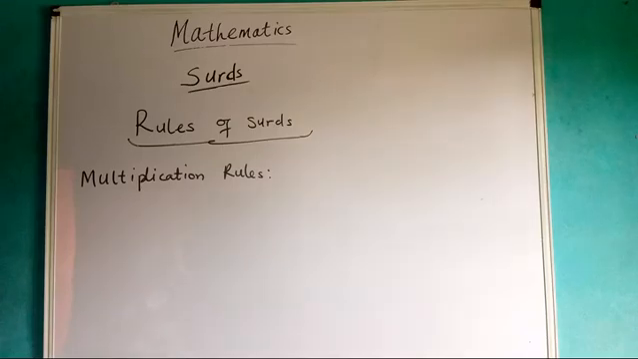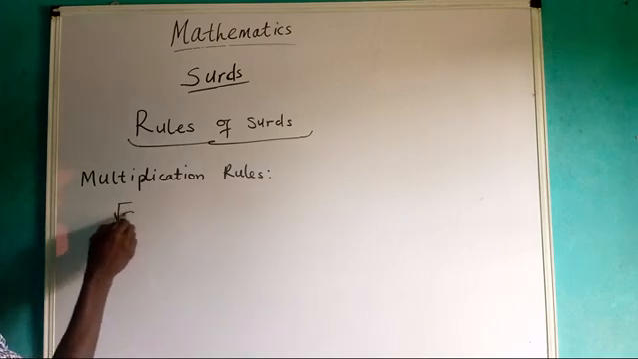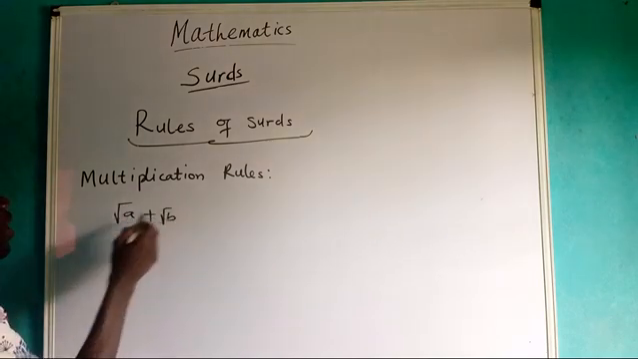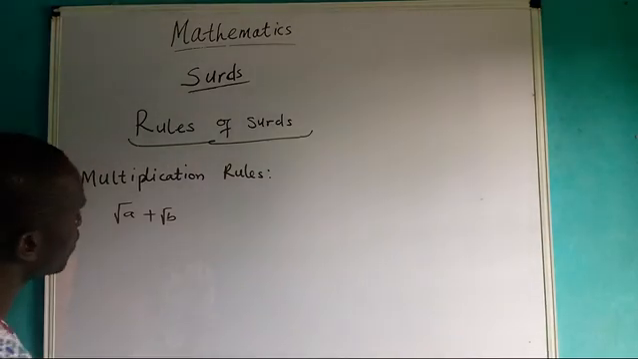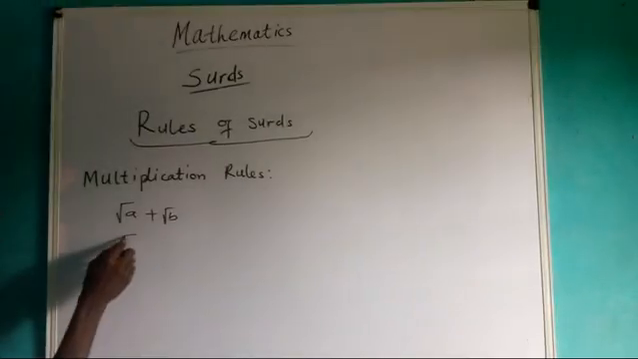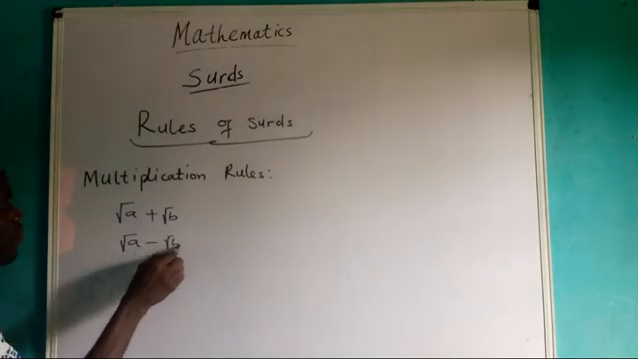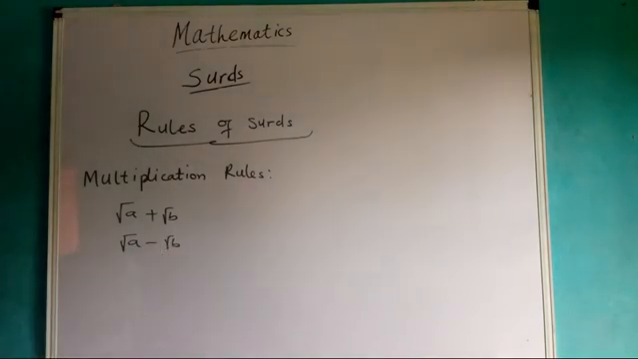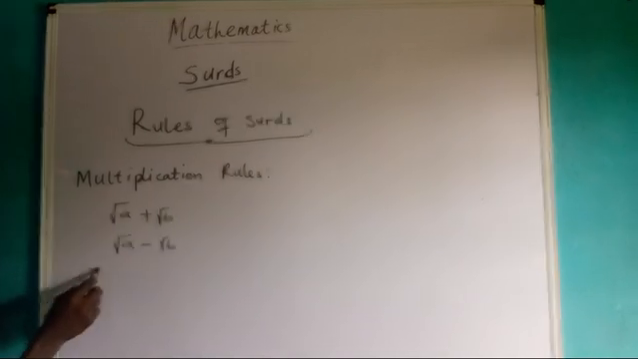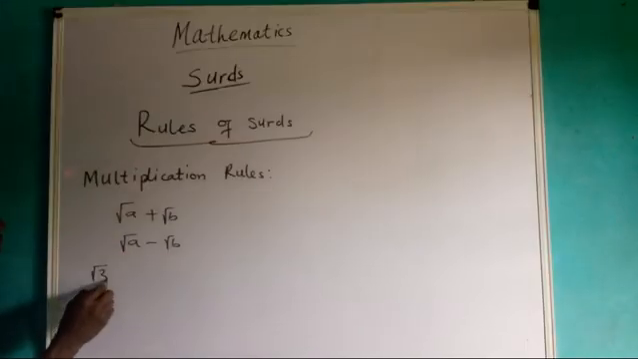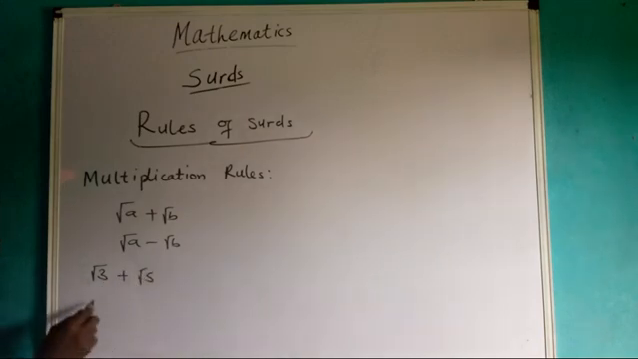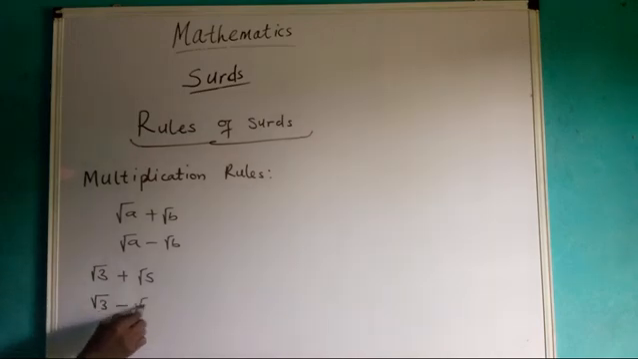Multiplication of surds. Remember, in my previous class we discussed addition and subtraction. We had a situation like this: root A plus root B, where A and B represent integers. I also gave you another one, root A minus root B, where A and B still represent integers. For example, using integers for A and B, root 3 plus root 5, and root 3 minus root 5.